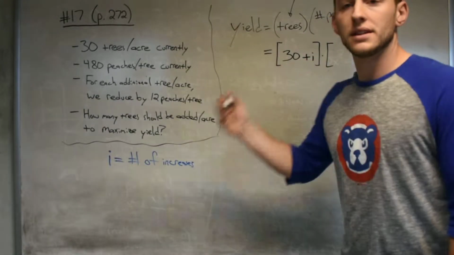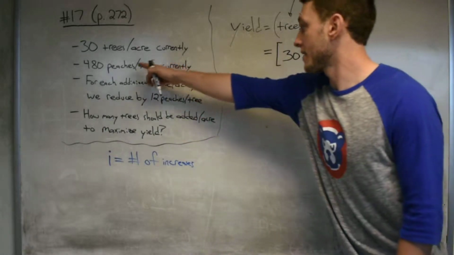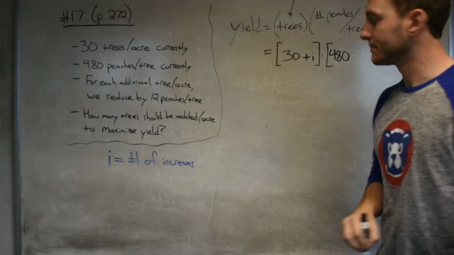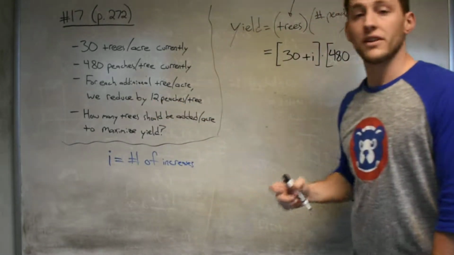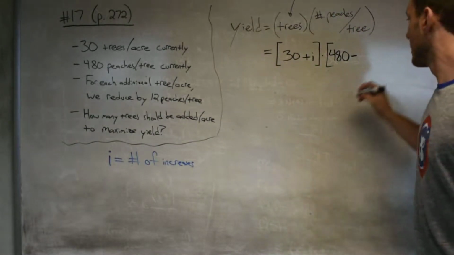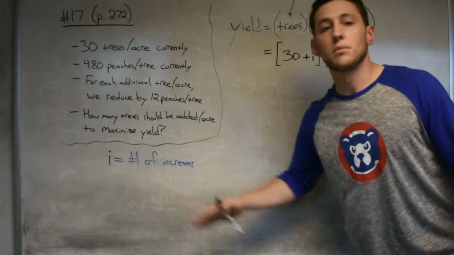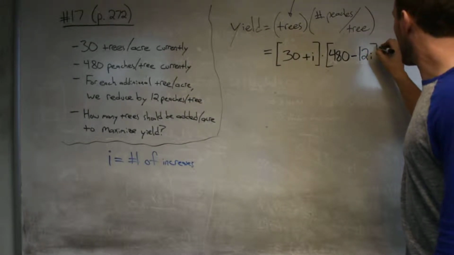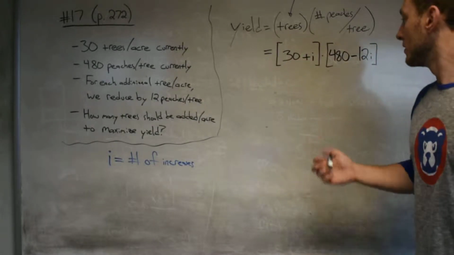Now, going over here to the number of peaches per tree. Yet again, base case and then the adjustment. So the base case is we have 480 per tree. Now the adjustment, I guess we lose 12 every single time we add 1. So since we're losing, it better be a minus. And since we're losing, we better include I in there. We're losing 12 each time, so we end up with 12I. And that's going to be my function. That's going to help me out.